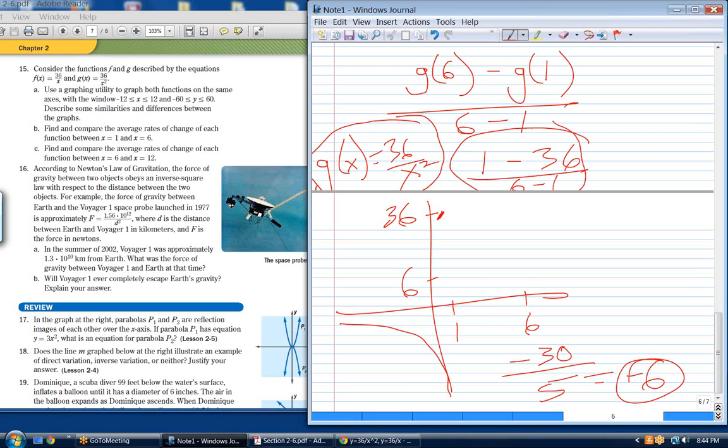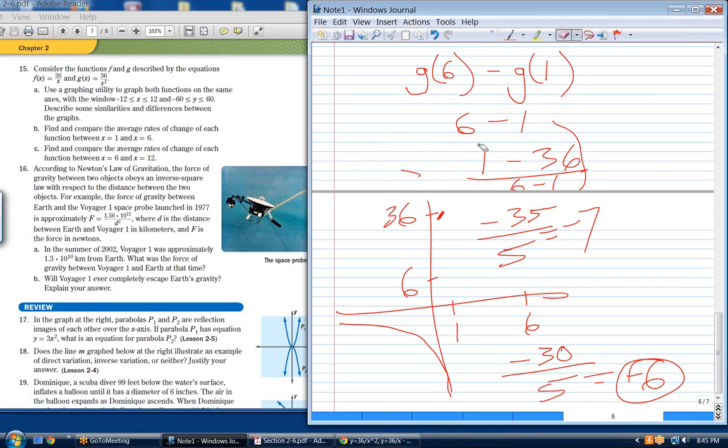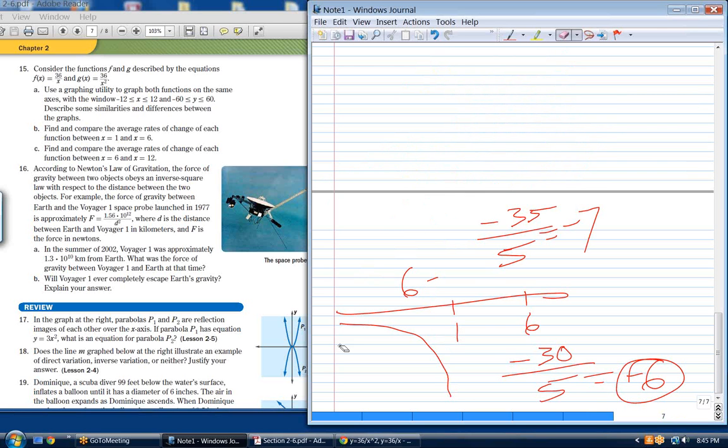So there's our average rate of change for the g function, which is minus 35 over 5, so that's minus 7. So the g function has a greater rate of change, average rate of change, than the f function from 1 to 6. Now let's find out from 6 to 12 what their various rates of change are.